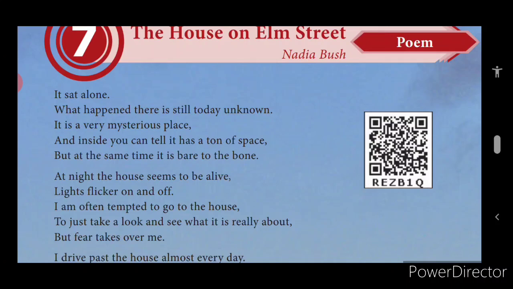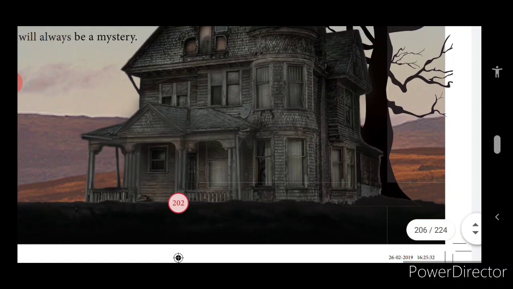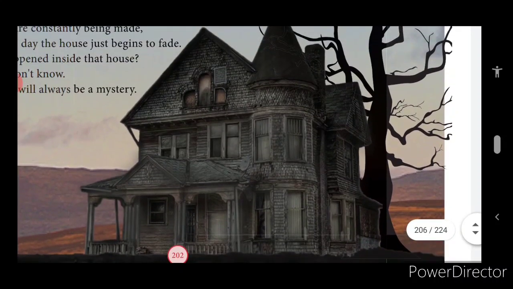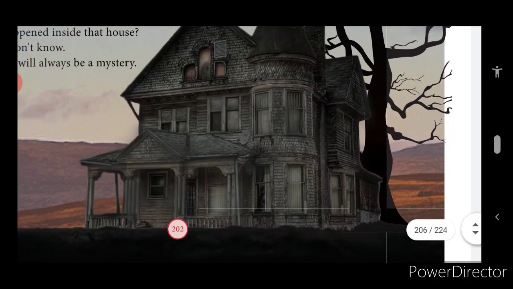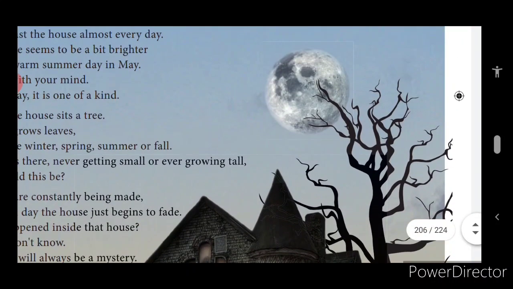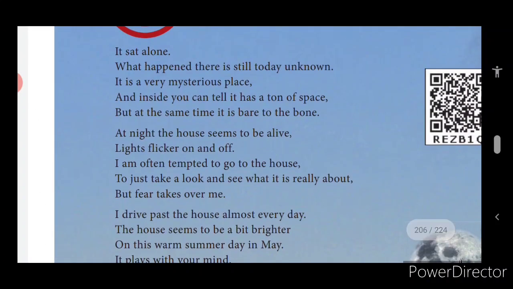No, there is a big house. See, here the author is trying to portray this, student. See, he is talking about this house. You could see the house is a very big house, and the tree is left alone. See, in the Elm Street, there is only one house seen, and next to that house, a tree, okay, where there are no leaves. He is talking about this tree. What happened there is still today unknown. He is not aware of what happened or what's happening. He is totally unaware. It is a very mysterious place.